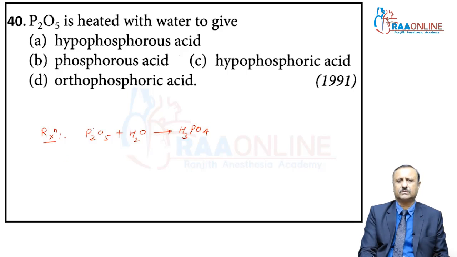Because my dear students, you can calculate the oxidation state of phosphorus. Here +5 oxidation state is present in the reactant. So here +5 oxidation state oxoacids are formed. So you can easily find out P2O5 gives H3PO4, and this H3PO4, my dear students, is called orthophosphoric acid. So you can see here question number 40, answer is D. P2O5 plus water gives orthophosphoric acid.